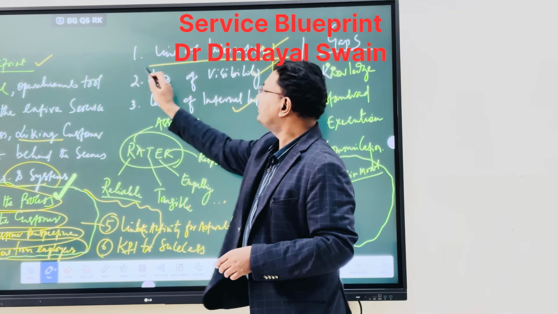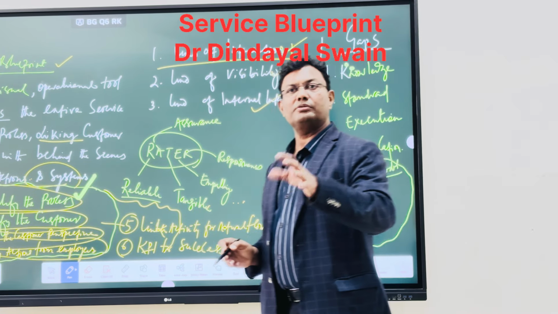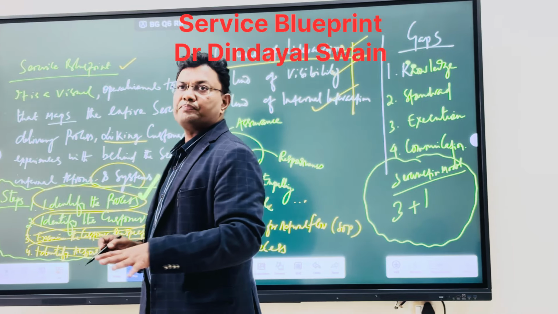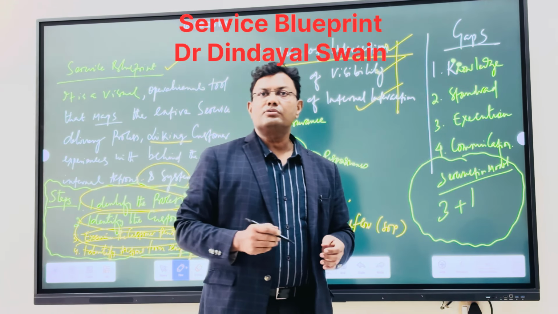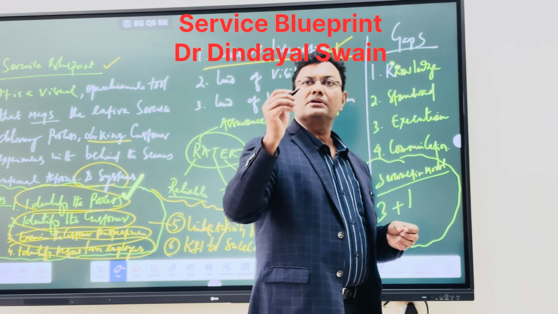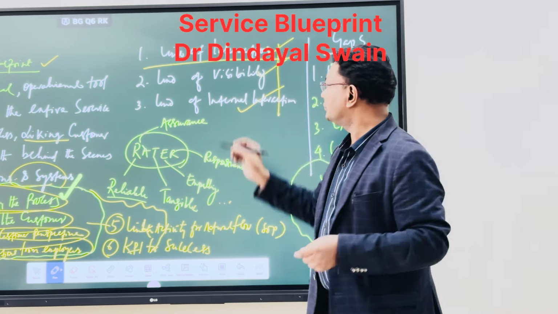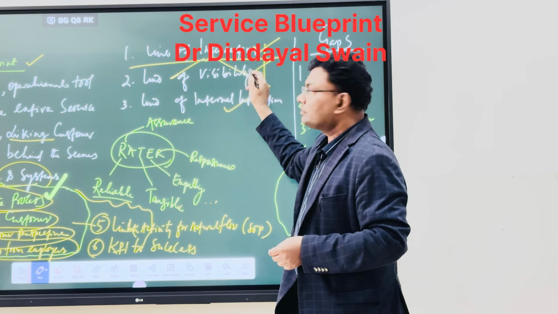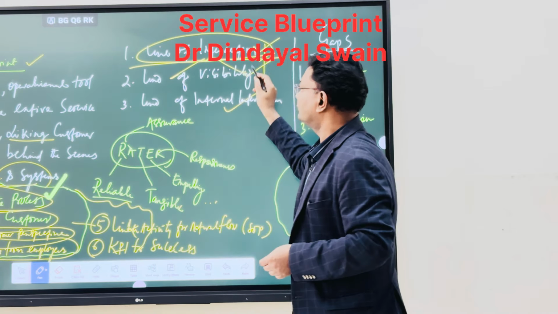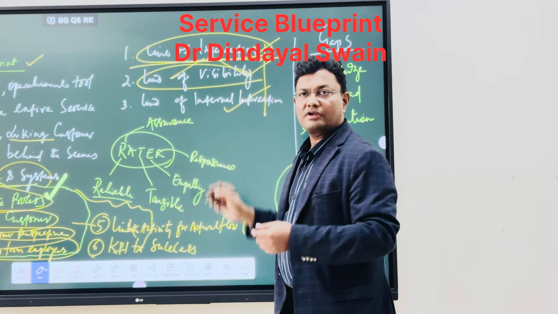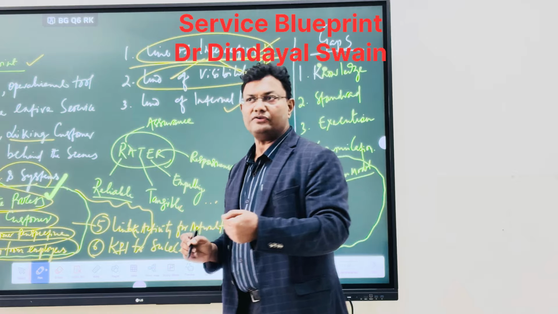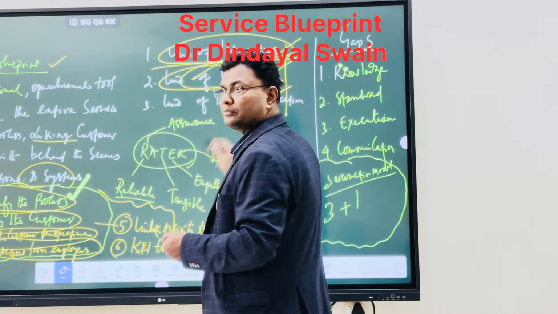Line of interaction is basically when your customer interacts with you for the first time. Suppose you are a hotel owner and the customer is trying to reach your hotel, might be offline or online. This is called the service line of interaction. Line of visibility is basically when the customer lands in your service space and starts taking these services.